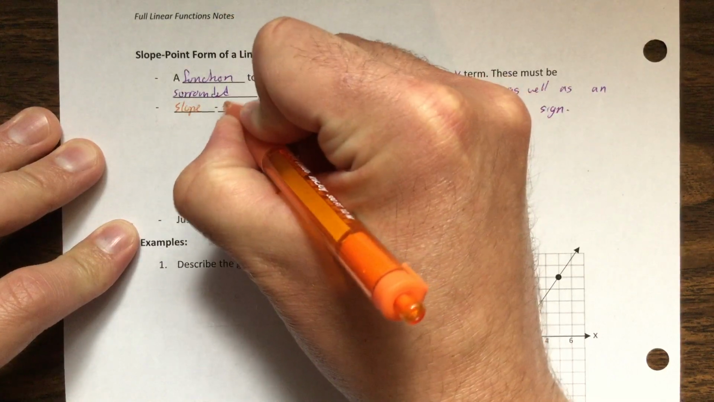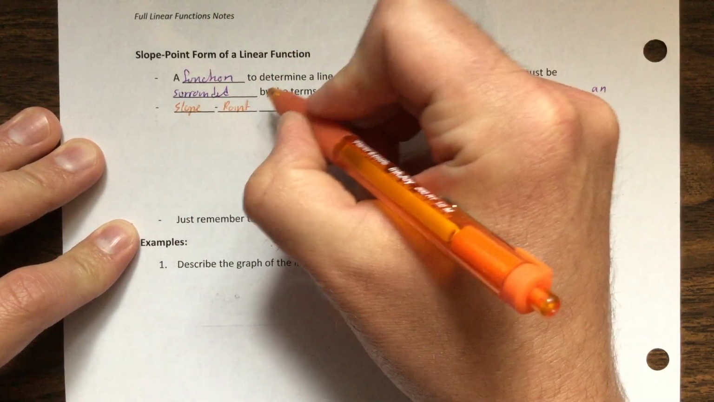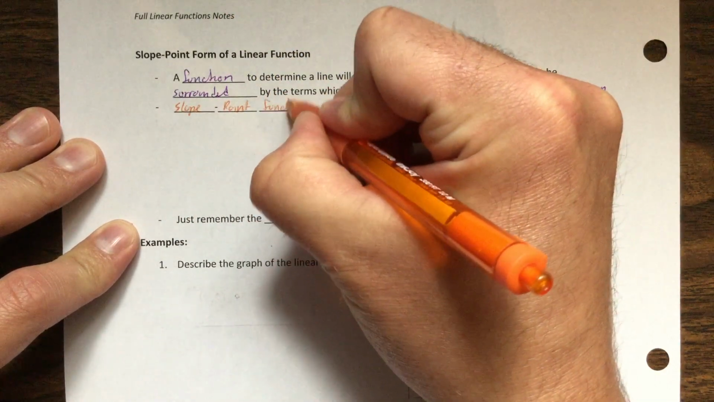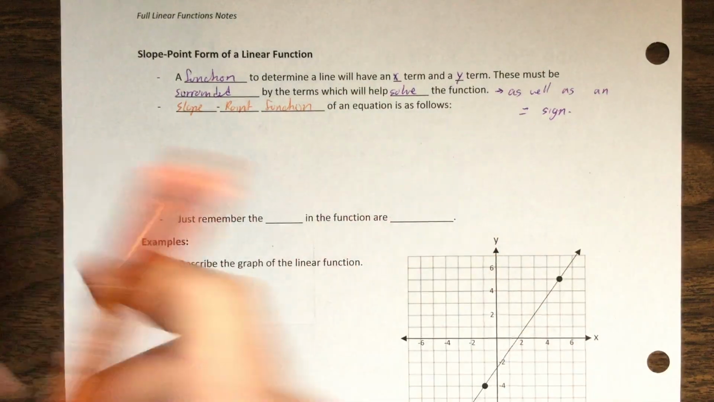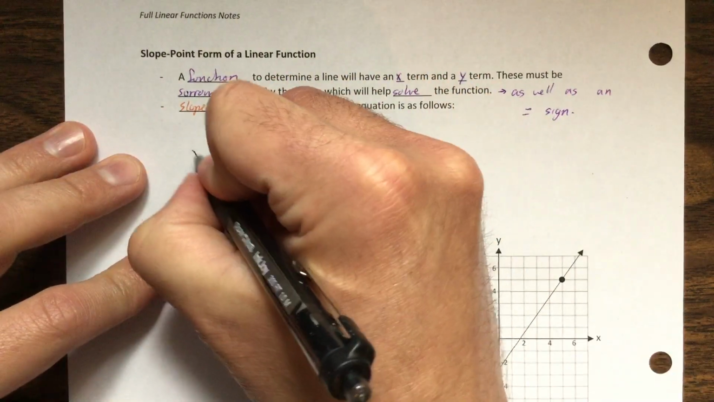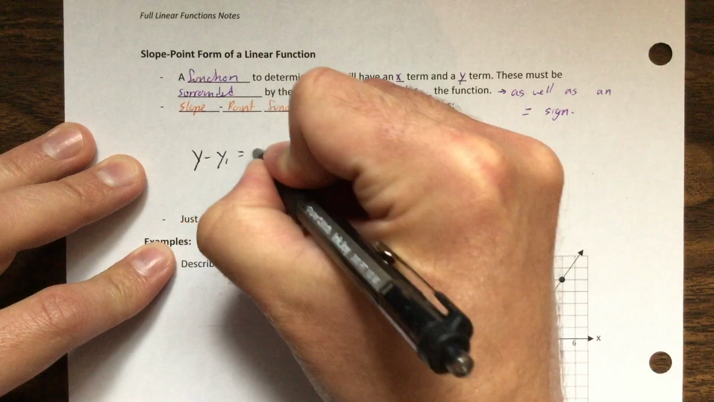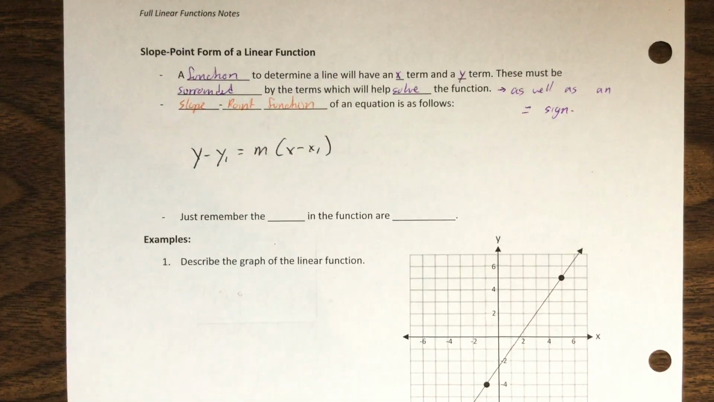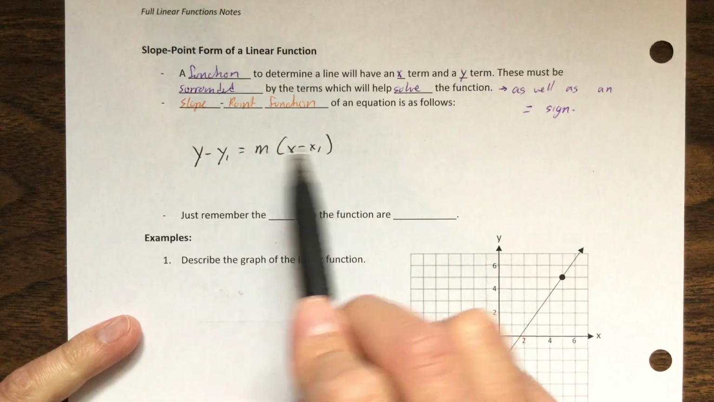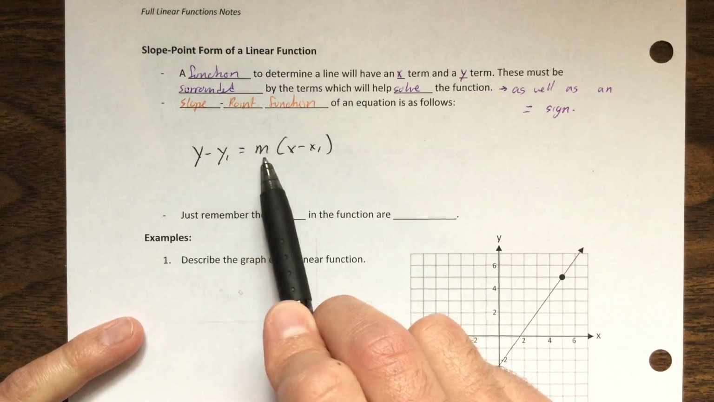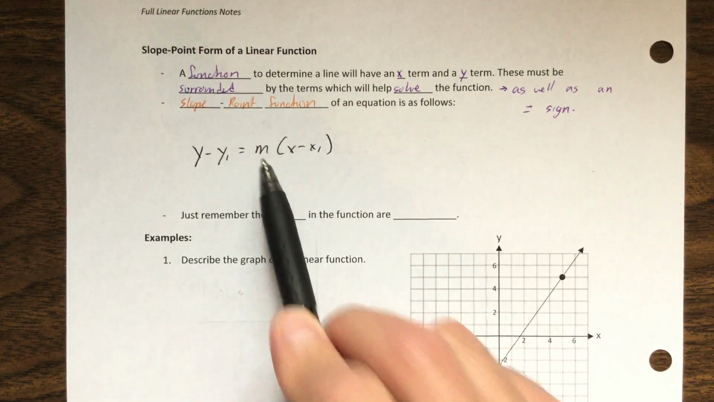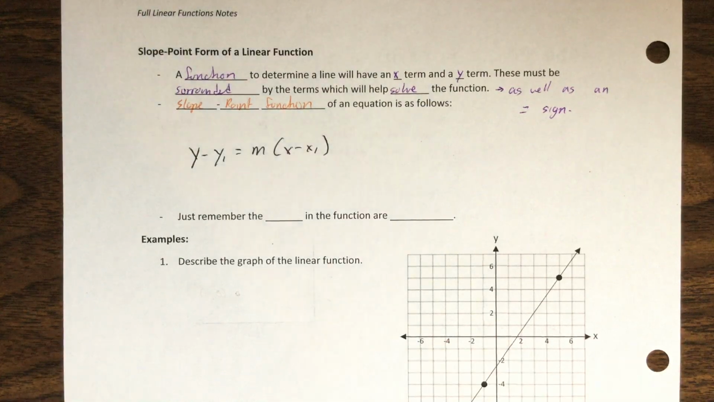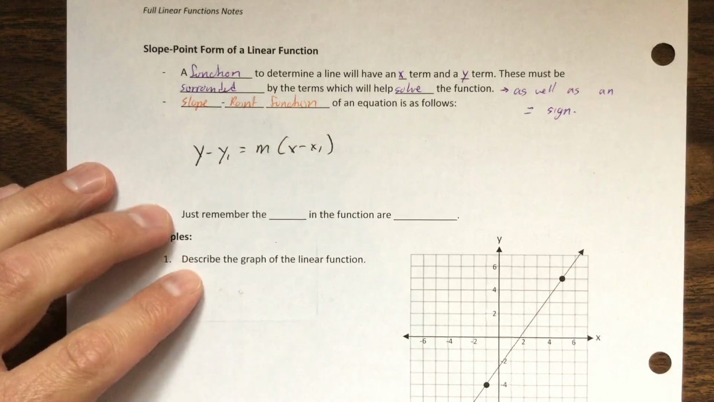Now remember, the slope point function of an equation is as follows: y minus y1 is equal to m times x minus x1. That's the form that we're going to be using, where x1 and y1 are some point on the graph and m is our slope. When we plug that in, we're going to actually have an equation, and we're going to be taking a look at an example of that really quickly.